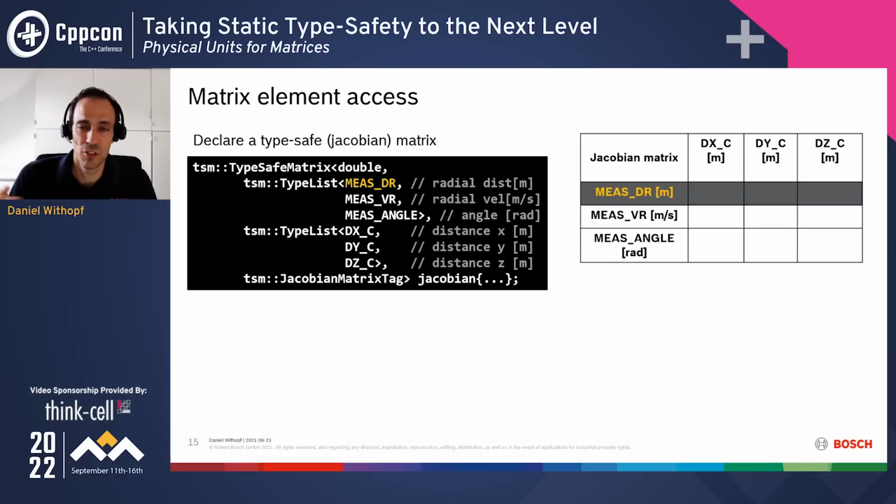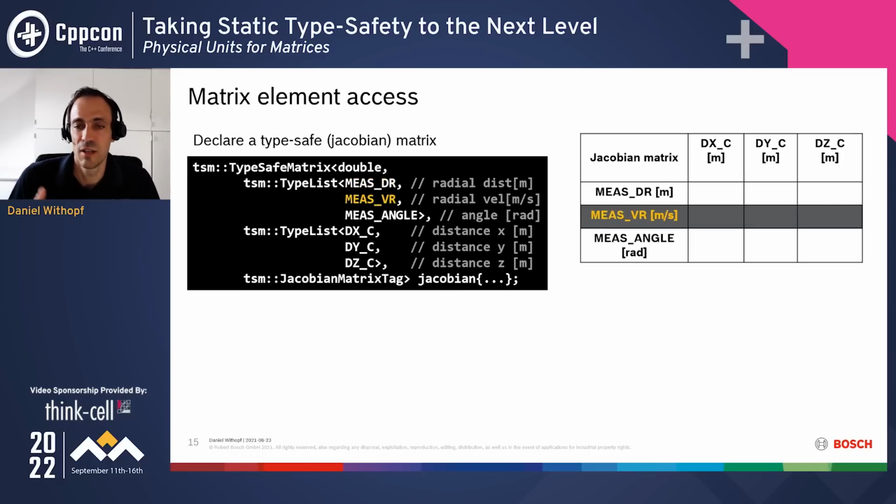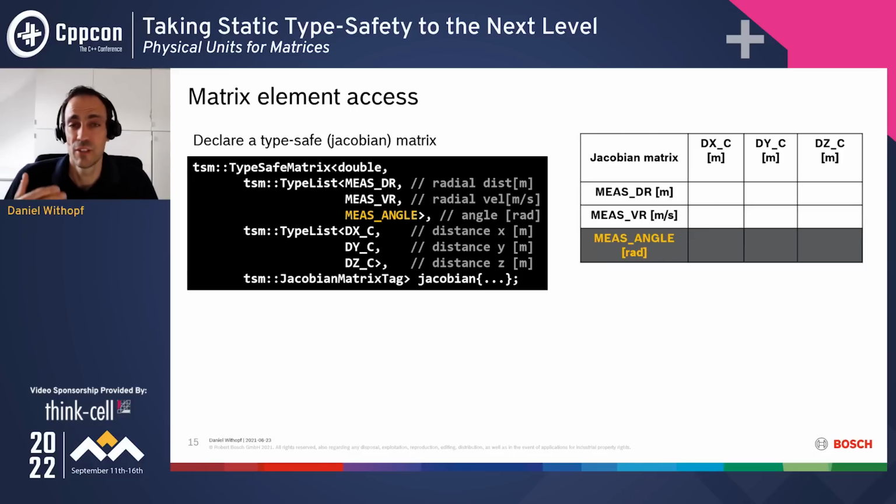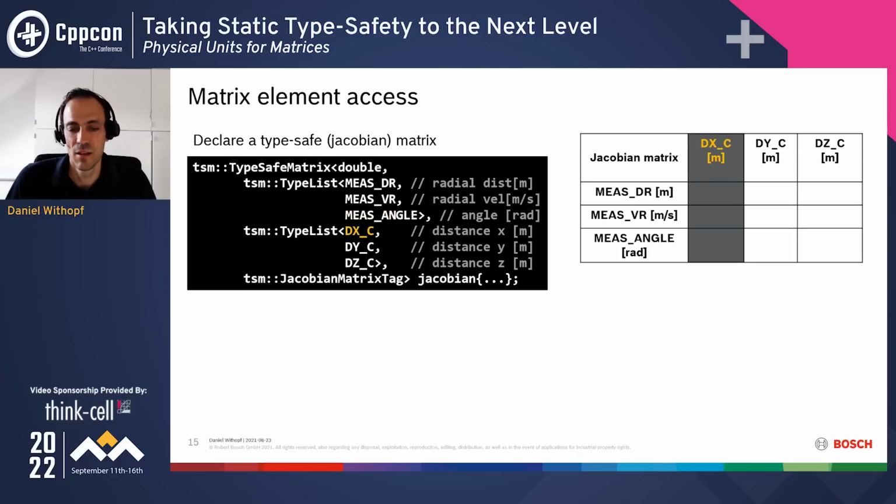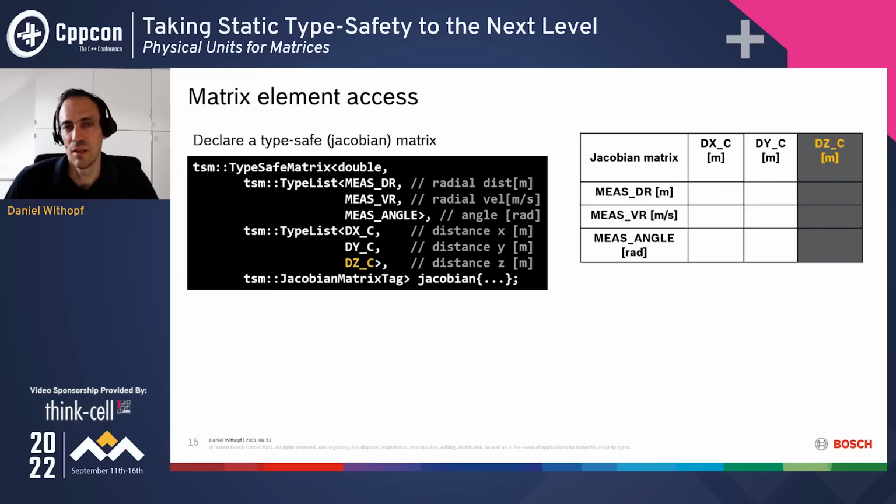So here, we're creating a Jacobian matrix, and the Jacobian matrix contains mesh dr, which is a radial distance measurement, for example from a radar sensor, in meters. The second row contains the radial velocity, mesh vr, in unit meters per second. And the last row contains the measured angle in radians to, I don't know, the next vehicle next to us, from a radar sensor. The columns of that matrix are fairly easy. The 3 columns simply describe the X, Y, and Z position in our vehicle frame.